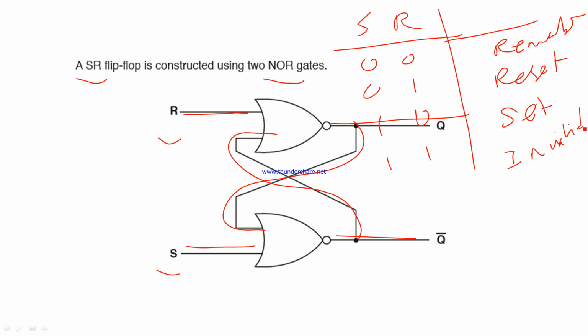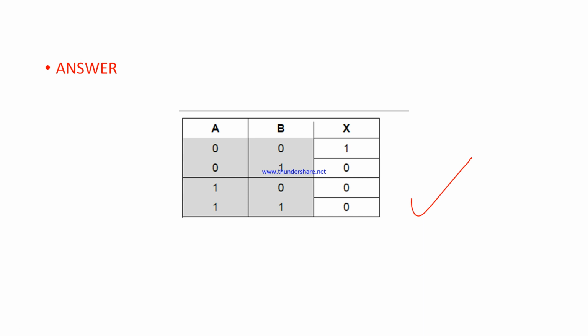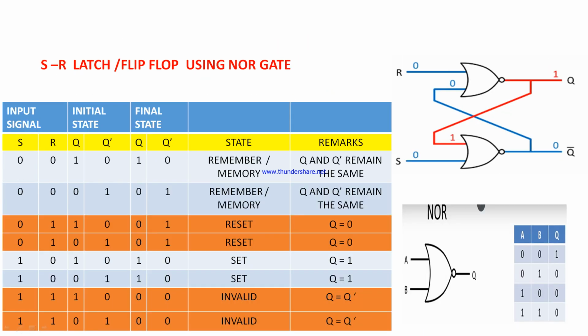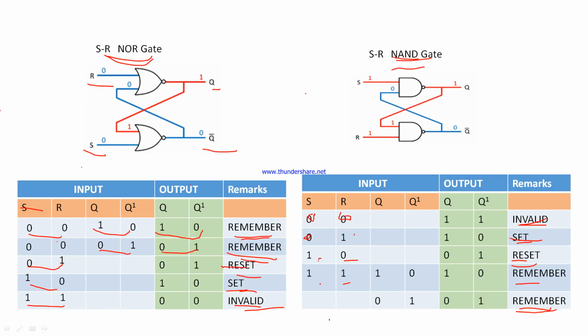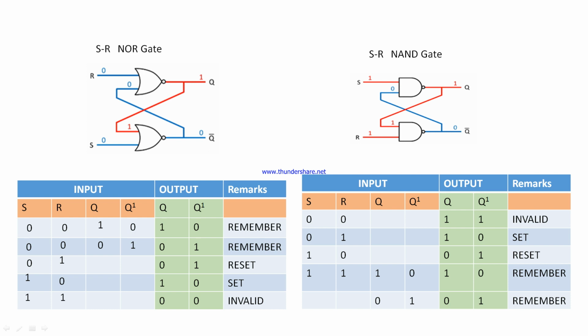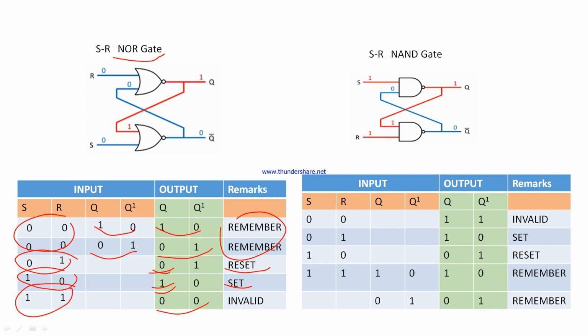So let's get back to this one. We erase the slide. This we have already covered. You remember, we already covered this. So SR, the NOR gate: 00 means remember. Remember means whatever we input will stay the same. 01 is our reset state, this Q becomes 0. And 10 becomes our set state, this Q becomes 1, and 1, 1 is our invalid state. We are done with this.